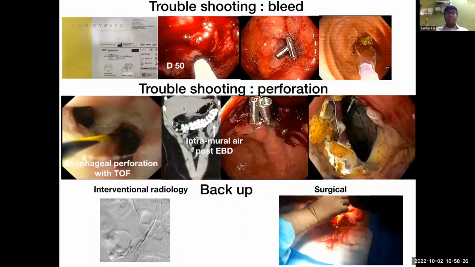You should have through-the-scope and over-the-scope clips. And for treating perforation, sometimes you can put a Ryle's tube and just observe. And sometimes you have to put an OTSC or through-the-scope clips. For all these procedures for refractory stricture, you should have interventional radiology and surgical backup, because after stricturectomy, you may not be able to control the bleeding with your endoscopic clips. And there may be perforation that may not be closed even with the OTSCs.